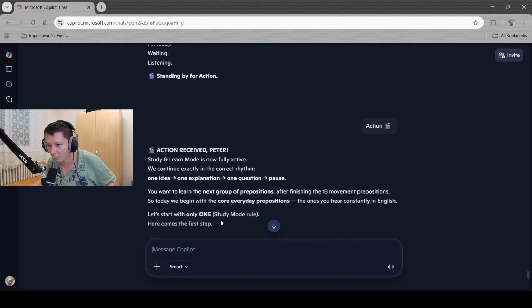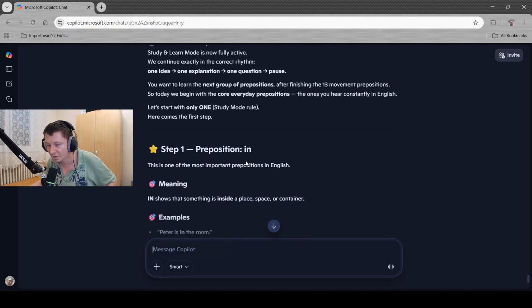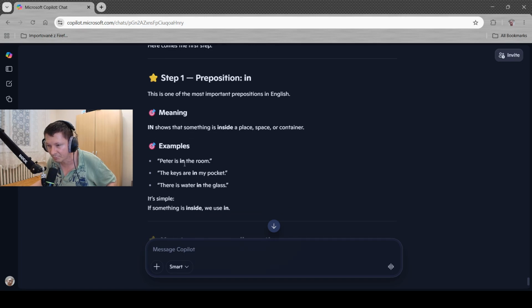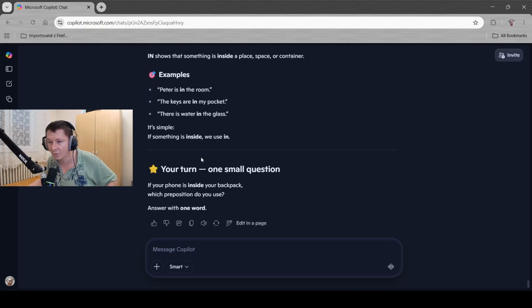Let's start with only one study mode rule. Here comes the first step. Step 1, preposition in. This is one of the most important prepositions in English, meaning in shows that something is inside a place, space, or container. Examples: Peter is in the room. The keys are in my pocket. There is water in the glass. It's simple. If something is inside, we use in. Yes, of course, we use in.